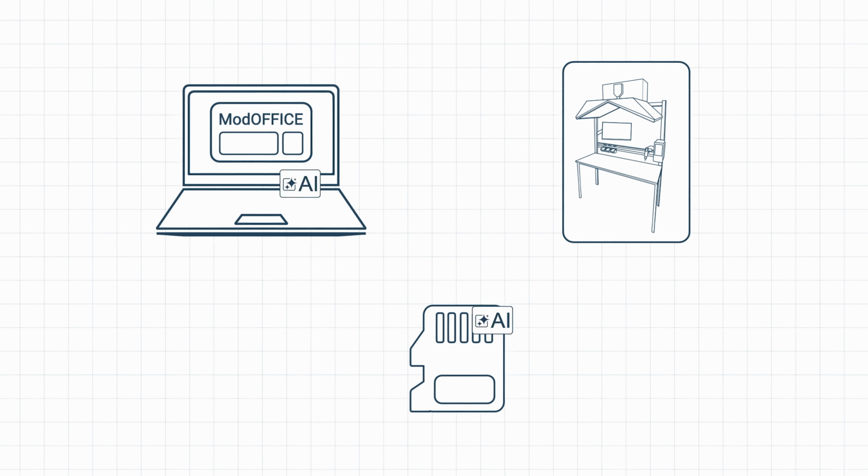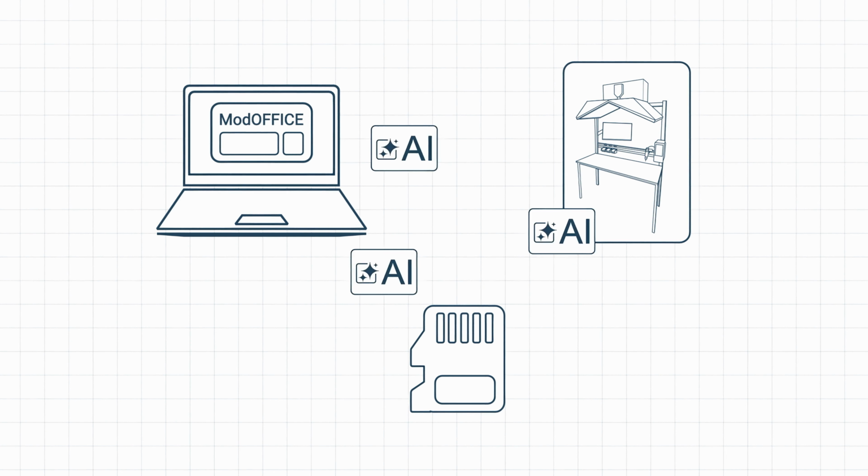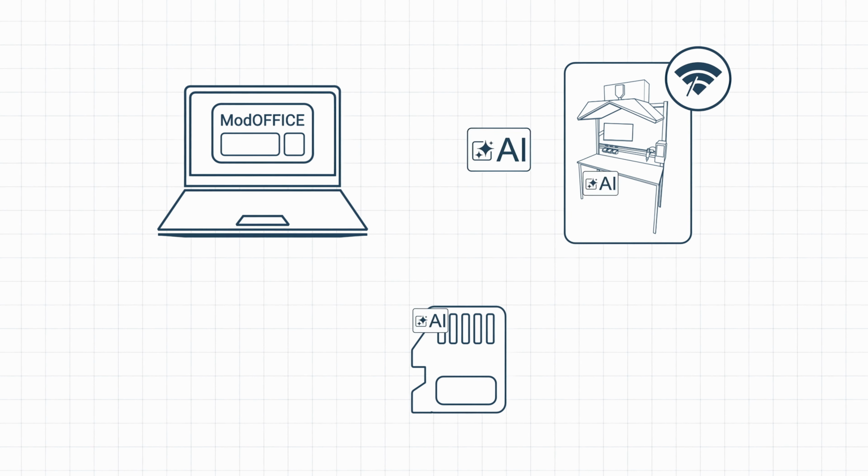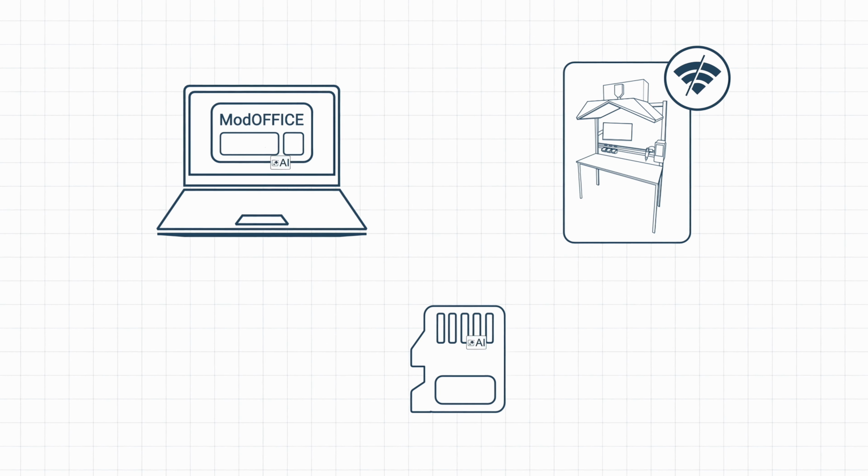The AI can be loaded as a file onto a flash drive or directly onto the inspection system via a local network. It's then ready for use immediately and runs completely offline. No internet connection is required.